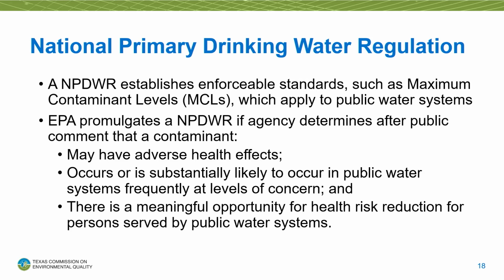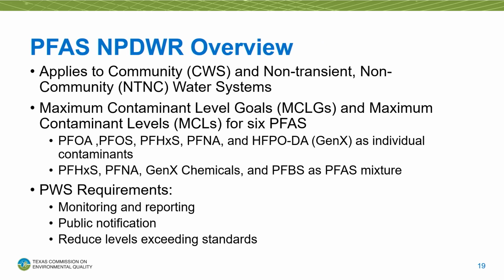So a National Primary Drinking Water Regulation, an NPDWR, establishes enforceable standards such as maximum contaminant levels, which apply to public water systems. EPA promulgates an NPDWR if the agency determines after public comment that a contaminant may have adverse health effects, occurs or is likely to occur in public water systems frequently enough at levels of concern, and there's a meaningful opportunity for health risk reduction for persons served by the public water system by implementing that rule.